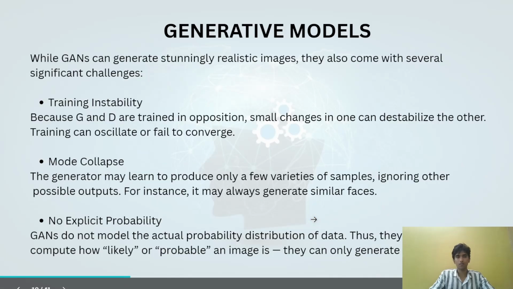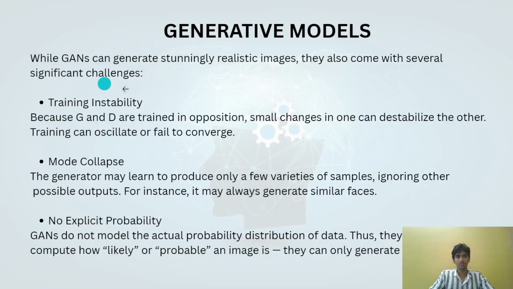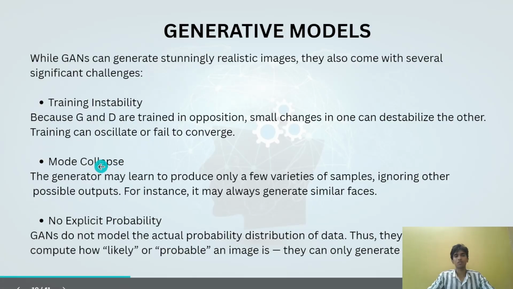Why does this lead to a problem? Because there is something known as training instability. G and D are trained in opposition because, as I explained, G tries to minimize it and D tries to maximize it. Small changes in one of them can destabilize the other function completely. The training can oscillate or fail to converge. We might not actually obtain a middle ground, and this will obviously lead to instability, and we'll not be able to train the model. There is also something known as mode collapse.